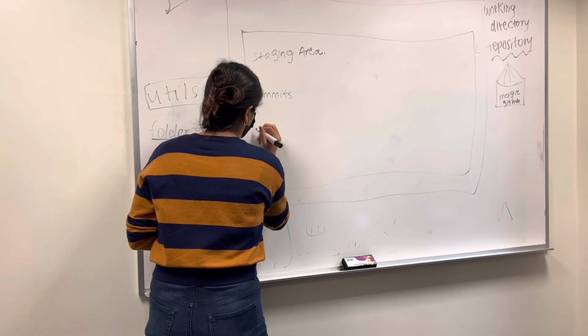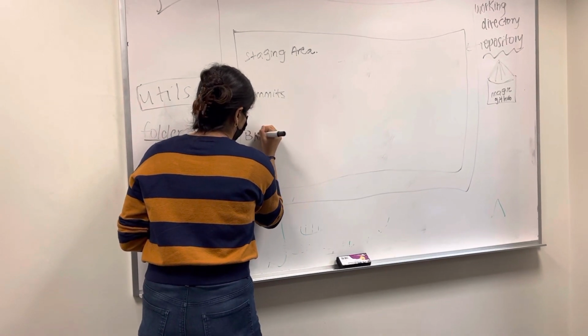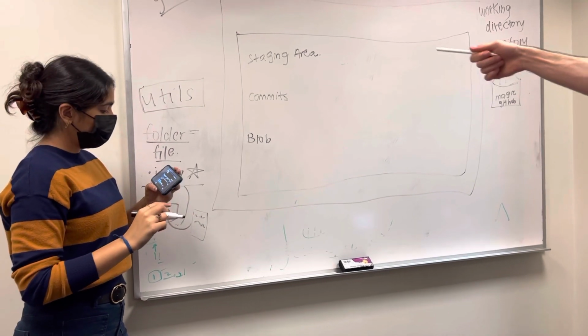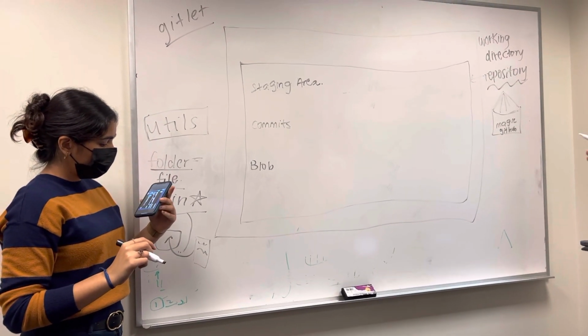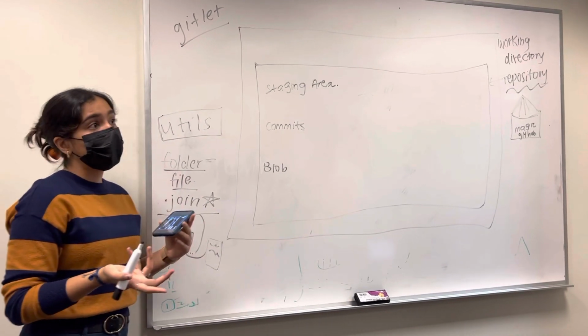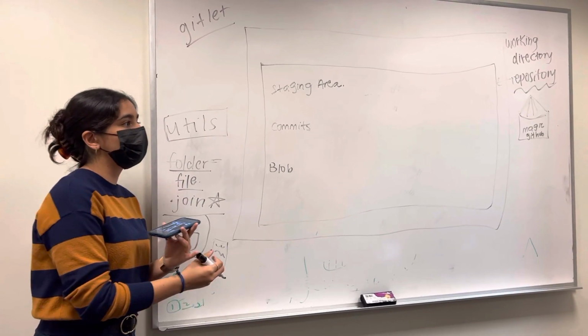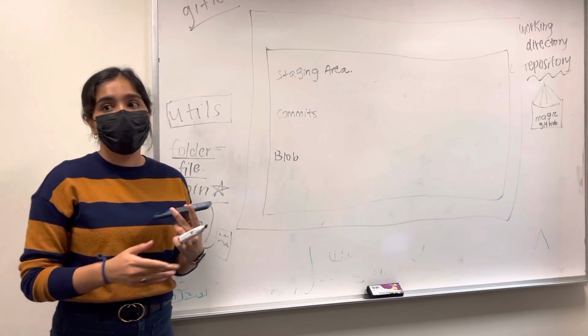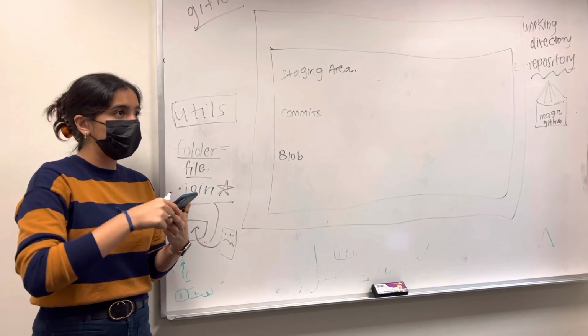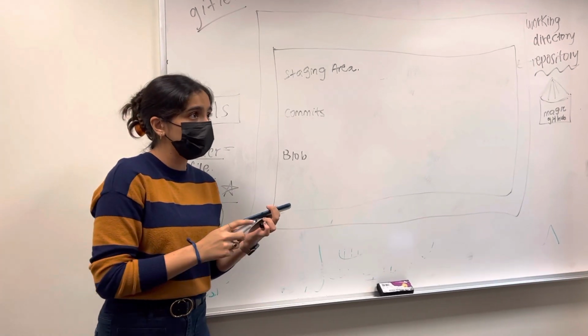So wait, the repository would be like another folder with staging area, commits, and blob in folders? It could be. I'm not trying to say it can't, because it's a very open-ended question. However you want to do this, you can. If you're asking if that works, it technically can.